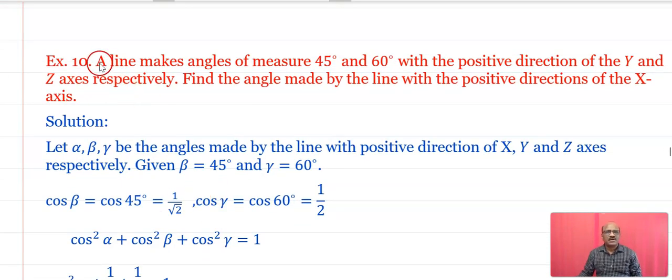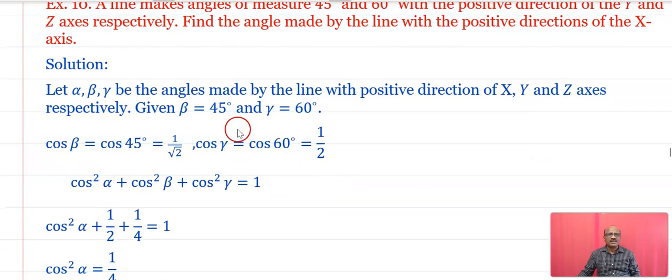Next problem. A line makes angles of measure 45 degrees and 60 degrees with the positive direction of the y and z axes. Find the angle made by the line with the positive direction of the x axis. Let alpha, beta, gamma be the angles made by the line with the positive direction of the x, y and z axes. Here beta is equal to 45 and gamma is equal to 60. Cos beta, cos 45, is 1 by root 2, cos gamma, cos 60, is 1 upon 2.